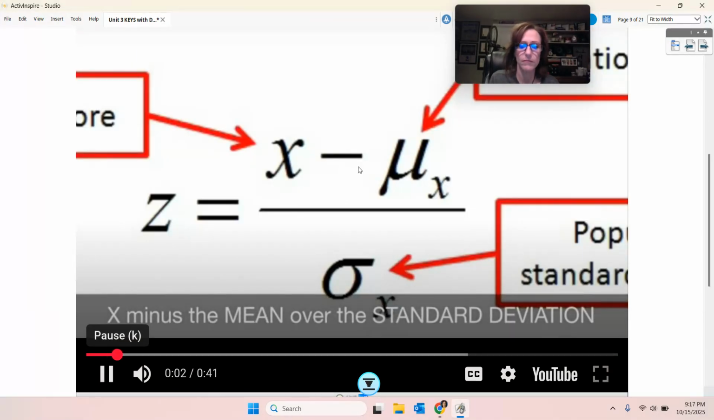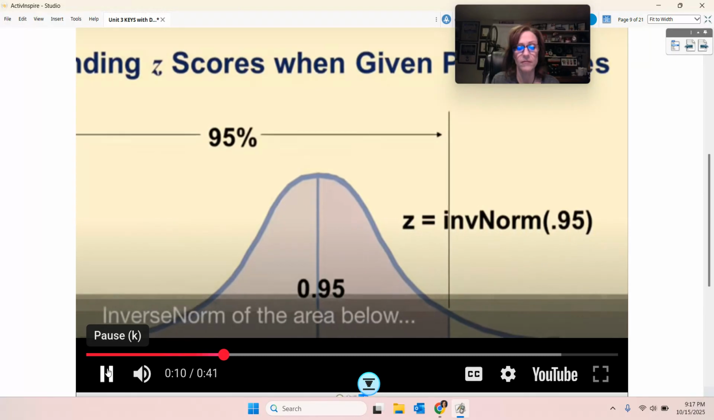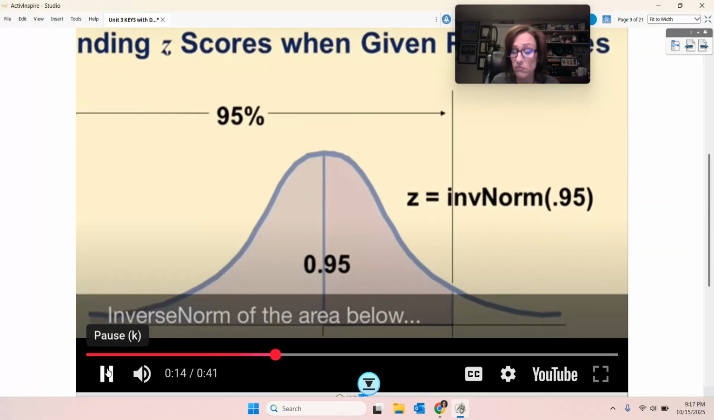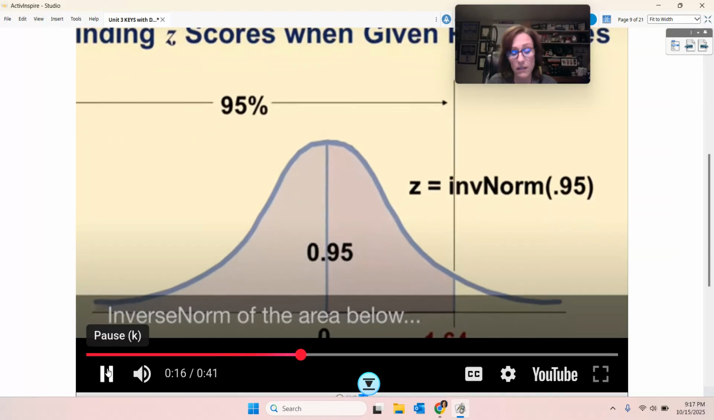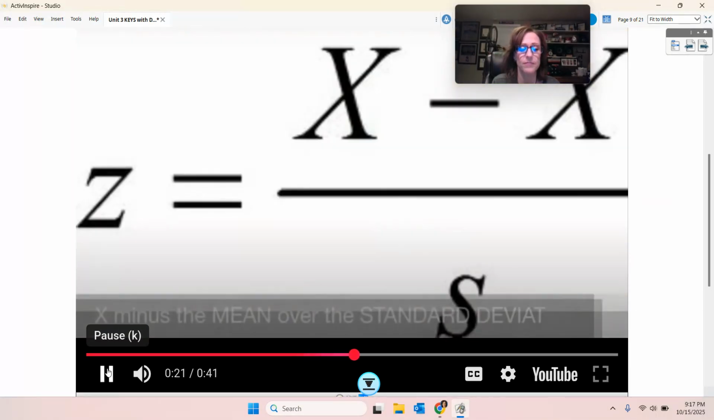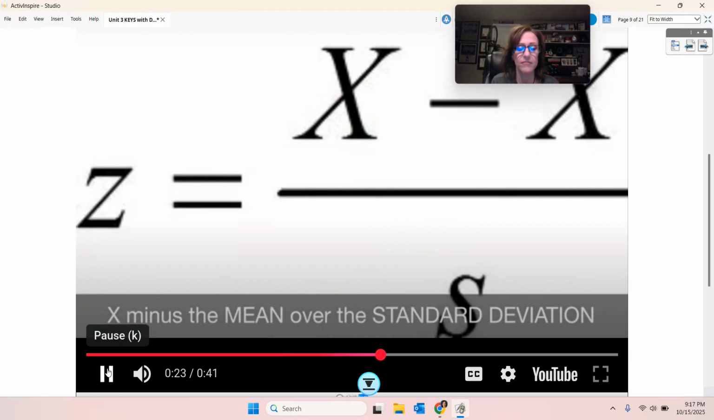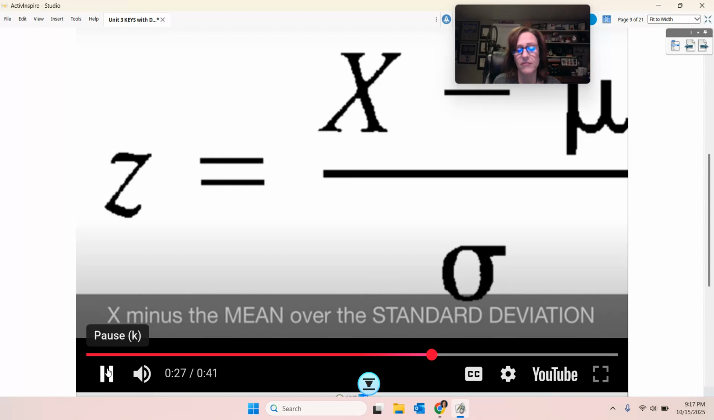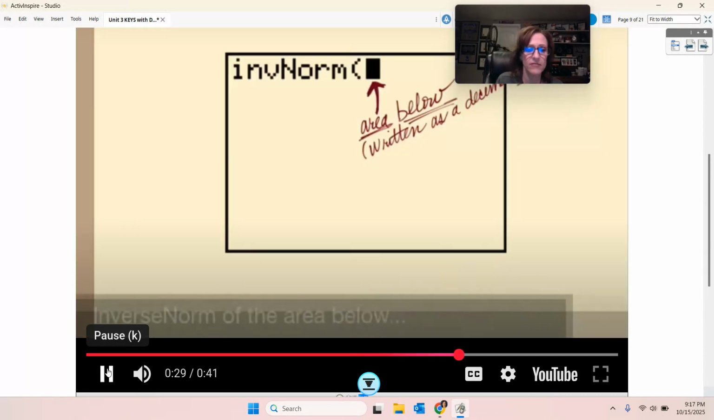x minus the mean over the standard deviation. X minus the mean over the standard deviation. Inverse norm of the area below. Of course, this is the part you Inverse won't norm of the use. area below. Inverse norm of the area below is the z at But that get this spot. in your head. X minus the mean over the standard deviation. X minus the mean over the standard deviation.